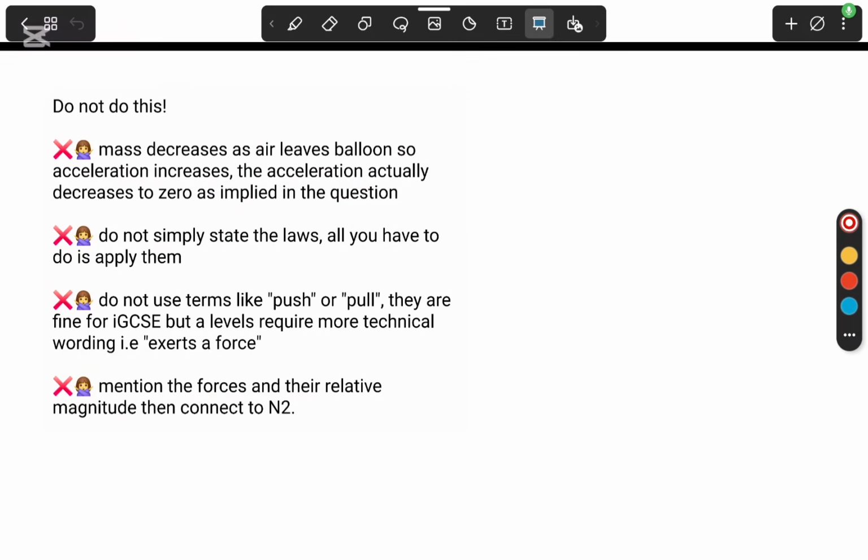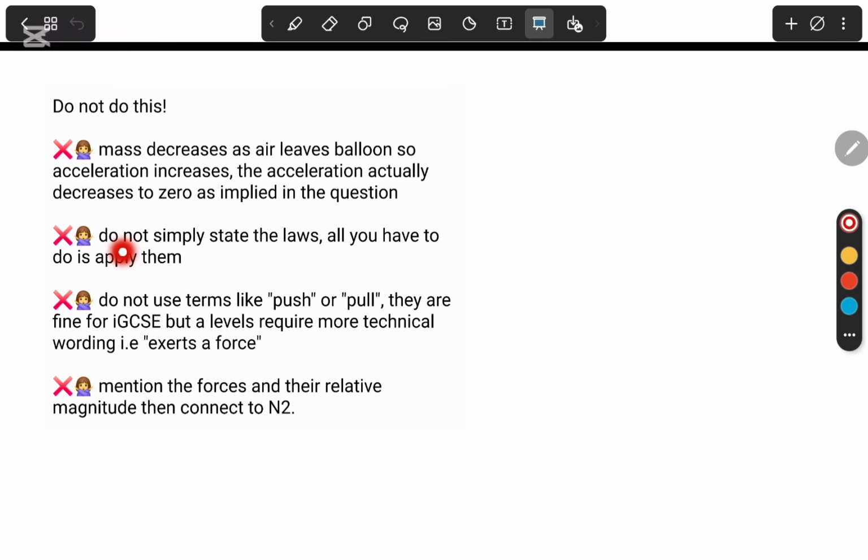Okay, so do not do these things when you're writing the answer to this question or these type of questions. So saying the mass decreases as air leaves the balloon, so acceleration increases, is not correct, because the acceleration is actually decreasing to zero as implied in the question, because the velocity increases and then reaches maximum. So that will mean that the acceleration decreases to zero. Okay. Along with that, is there any other thing here? No. So don't mention this point.